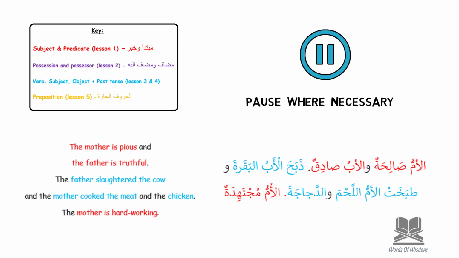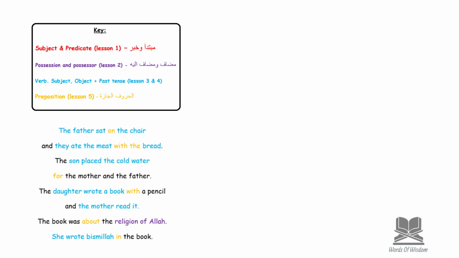The last part, the mother is hardworking. Again, this is a reference to lesson number 1 because it is just information about a subject, meaning the mother. So the mother, al-ummu, hardworking, mujtahidatun. Al-ummu, mujtahidatun.